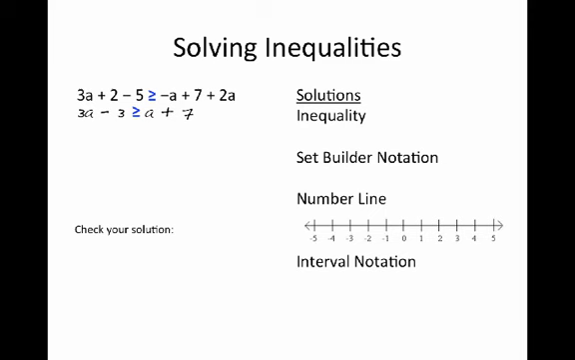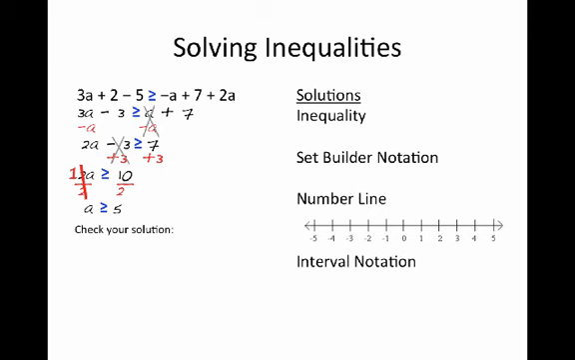Now I want to get the a's on the same side, and I like to do that by keeping my variables positive. So I'm going to subtract a from both sides. A minus a is 0. 3a minus a is 2a, so I have 2a minus 3 is greater than or equal to 7 on the right. Now I want to get the variable term by itself, so I'm going to add 3 to both sides. Negative 3 plus 3 is 0. That leaves me a 2a on the left, and 7 plus 3 is a 10 on the right. Now to get the a by itself, I divide both sides by 2. 2 over 2 is 1. That leaves me an a on the left, and 10 divided by 2 is 5 on the right.